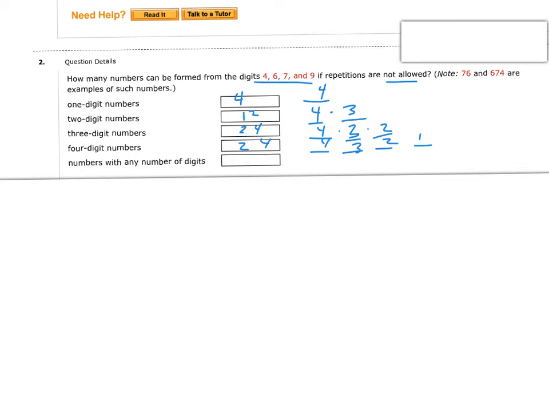Now for the number with any digits, well, really that's just going to be the sum of all the previous ones because in this last one it's saying I don't know if it's a 1-digit number, a 2-digit number, or whatever. So I can just add all those up. So it'll be 48 plus 16. And that'll be 64.